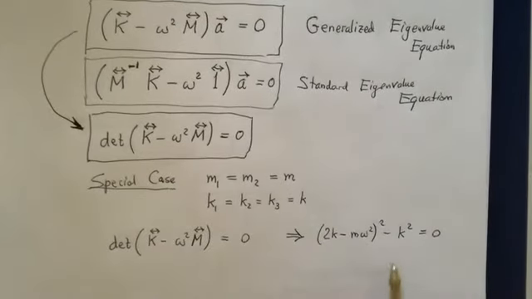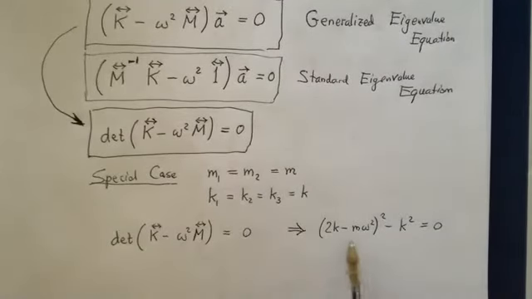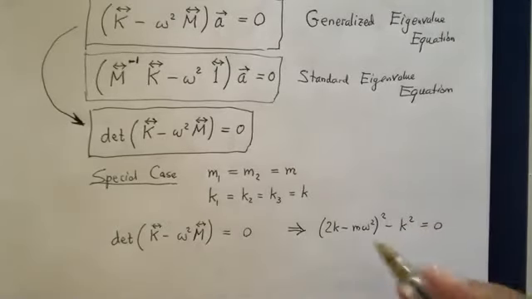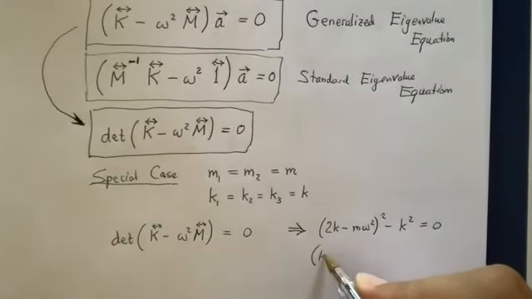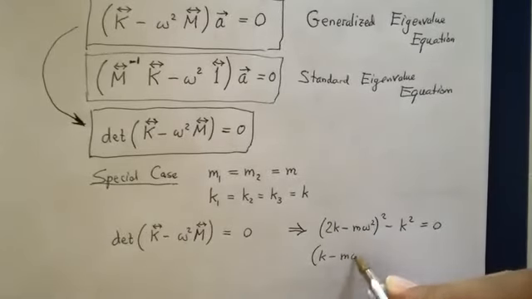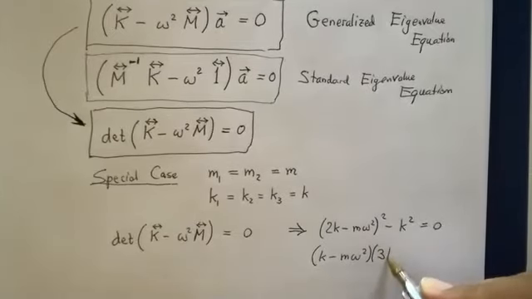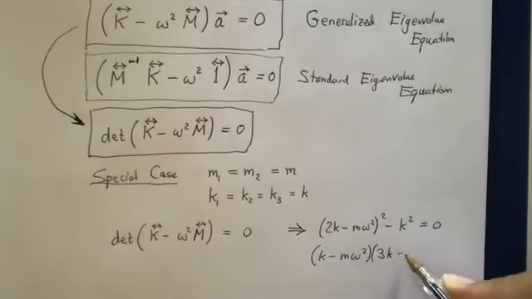This is great news because we recognize a fundamental structure, the difference of perfect squares. Notice this is squared, this is squared. You subtract, so we can factor this thing immediately. Ordinarily, we would have to solve a quadratic equation, but because we can factor this by inspection, what we're seeing here is k minus m omega squared and 3k minus m omega squared.